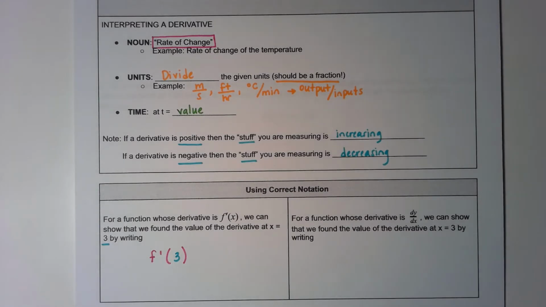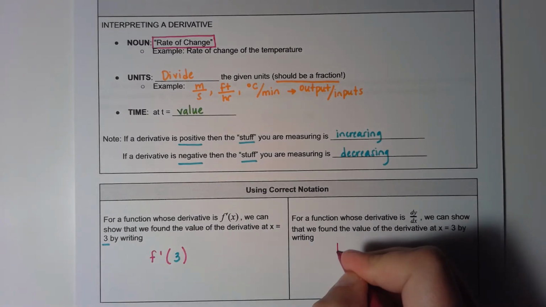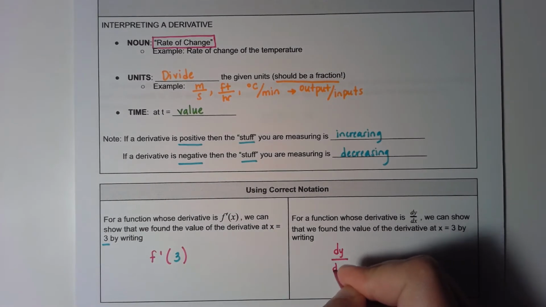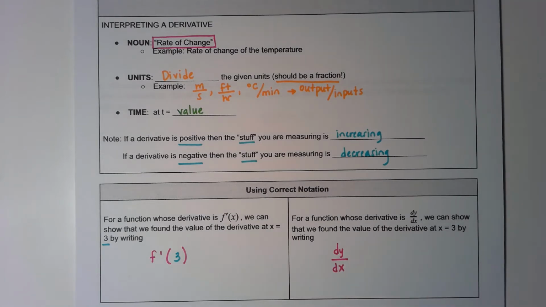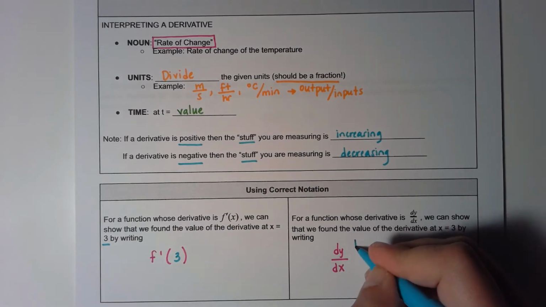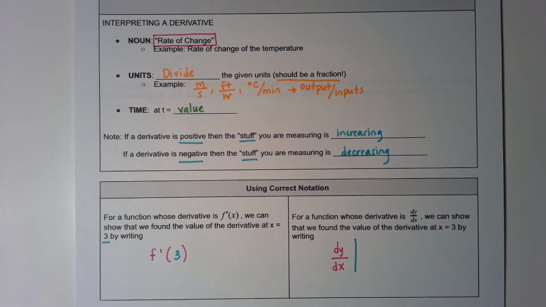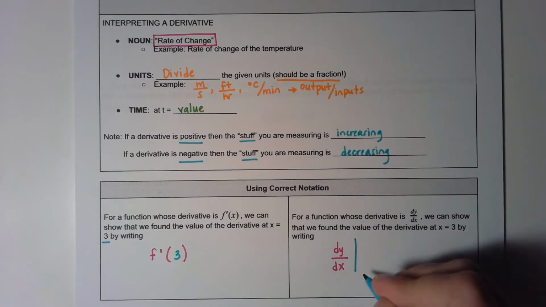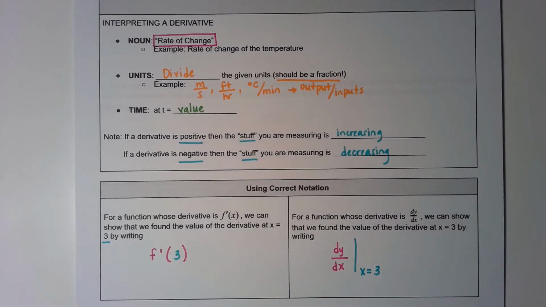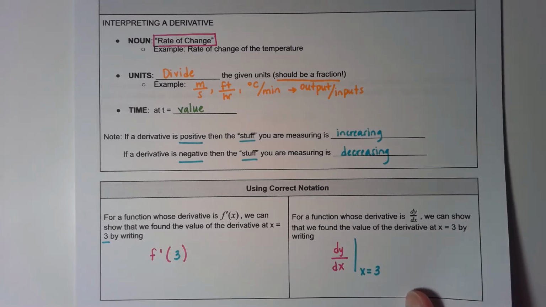The other thing is that for a function whose derivative is dy over dx, we can show that we found the value when x equals 3 by writing dy over dx evaluated at. So you're going to draw this vertical line to show that you're evaluating it at. That's like a shortcut way of saying that. And then you're going to put the number you're plugging in at the bottom, x equals 3. It's really important that you use the right notation when you're explaining your reasoning or interpreting your answer.